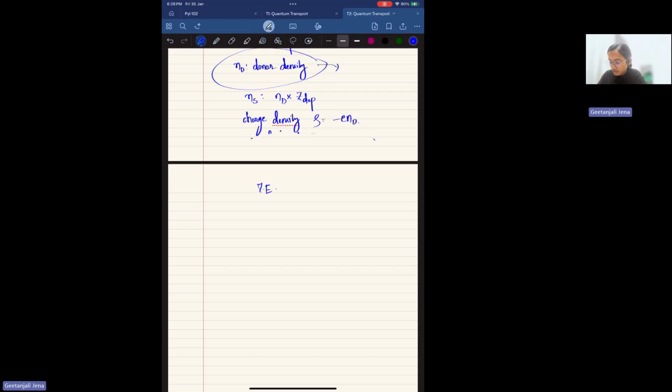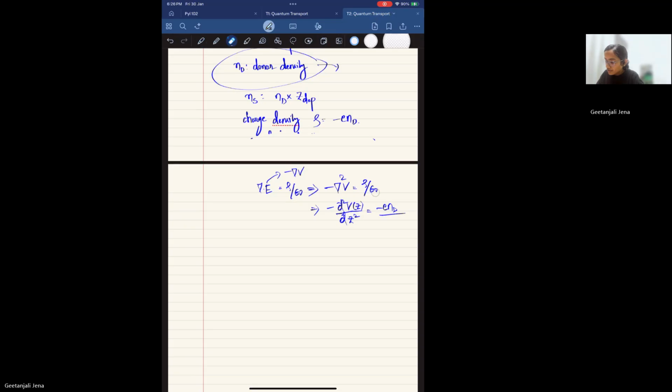Now if you recall the Gauss law of electrostatics, this is divergence of D is rho by epsilon naught. And for the electrostatic case, we can write the electric field as negative gradient of V. So this will be del square V equals rho by epsilon naught. Or in Cartesian, we can write it as d square V by dz square is rho by epsilon naught. Rho is minus e into donor density. And for a medium, we can write epsilon naught as epsilon, which is nothing but epsilon naught into the relative permittivity.